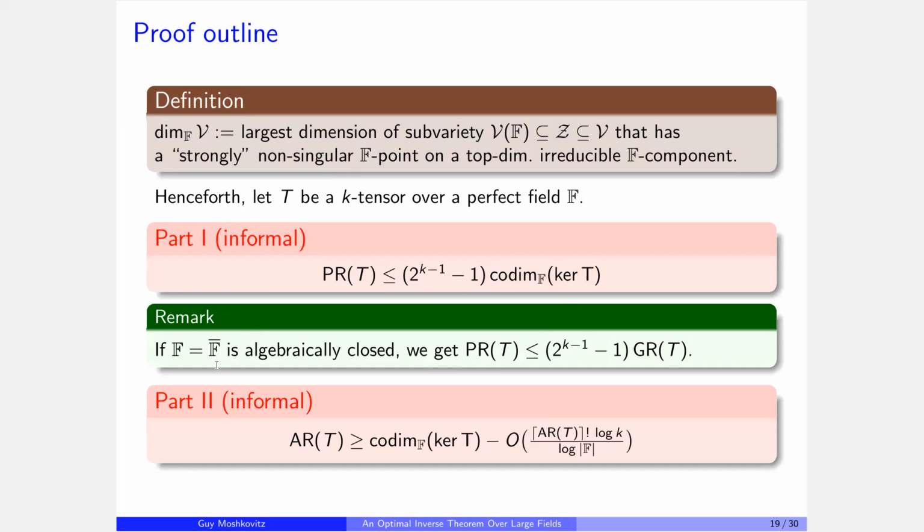Part two is a lower bound. Now it's a matching lower bound, a lower bound on analytic rank. We're showing that this codimension sub F is sandwiched between partition rank and analytic rank, with some error term that, if the field size is large enough relative to the analytic rank, is negligible. And so this would finish the proof. This would sandwich this quantity between partition rank and analytic rank, and therefore prove that analytic rank is at least partition rank with this constant. Okay, any questions about this outline?